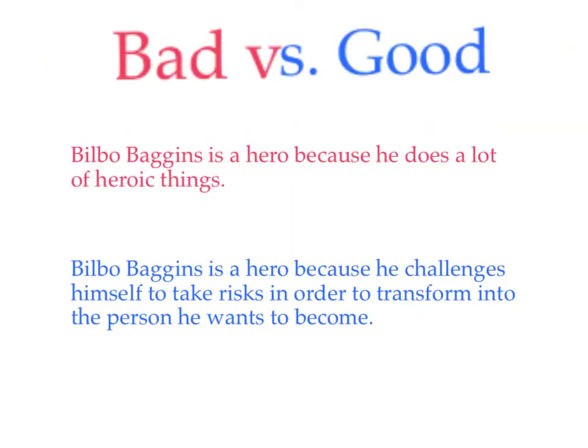Next, let's look at this one. The bad one is in red. As we talked about before, Bilbo Baggins is a hero because he does a lot of heroic things. What does that even mean? I'm more confused now than I was before I started reading. What does that even mean? Does the person even know? Chances are this person writing doesn't know and hasn't thought enough about the book in order to proceed further.